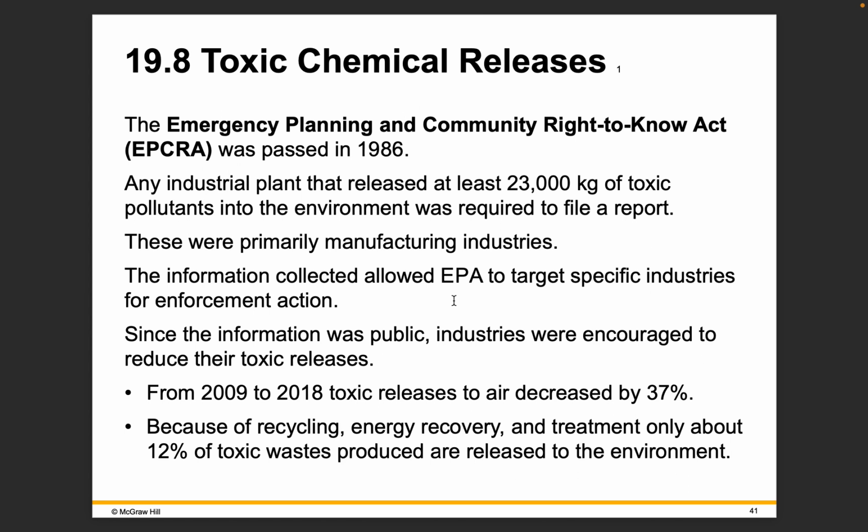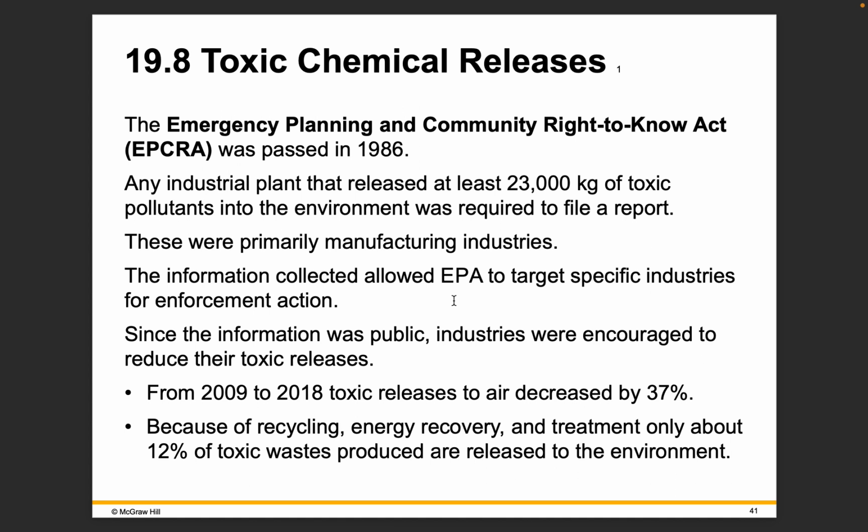All right, toxic chemical releases. The Emergency Planning and Community Right to Know Act, or EPCRA, was passed in 1986. And any industrial plant that released at least 23,000 kilograms of toxic pollutants into the environment is required to file a report. These were primarily manufacturing industries, and the information collected allowed the EPA to target specific industries for enforcement action.